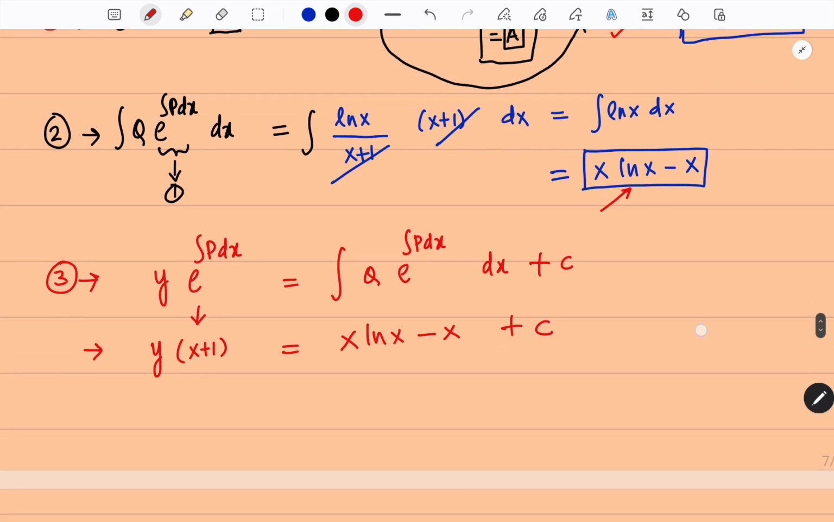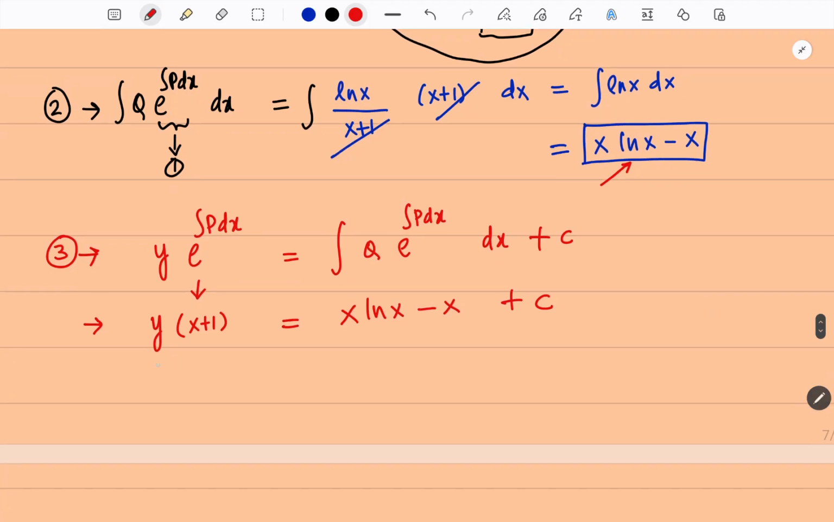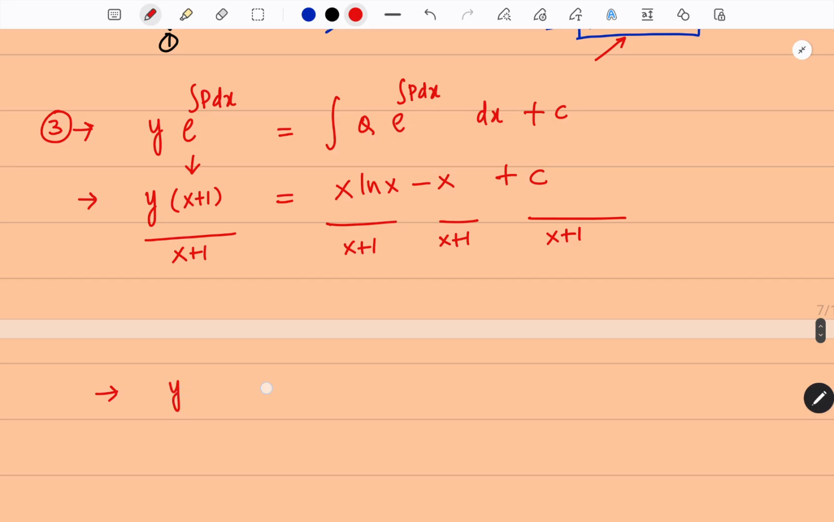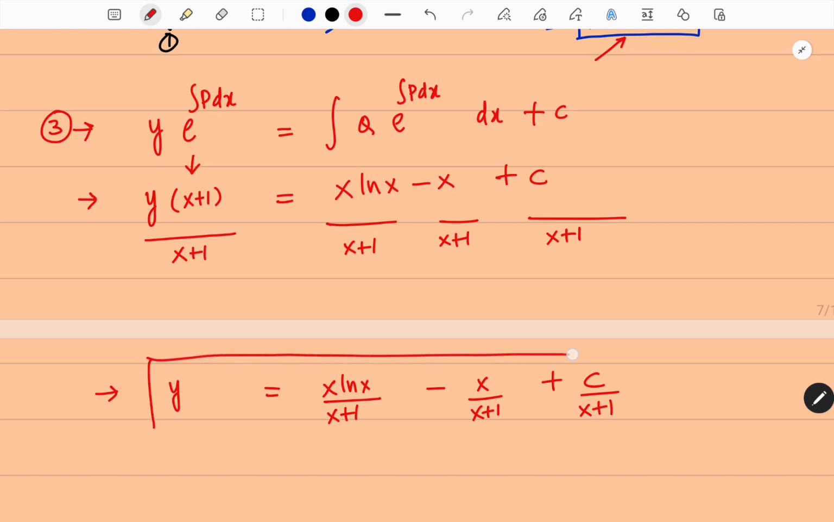I told you, you have to give the answer as y is equal to. So what I'm going to do is divide by x plus 1. So y equals x ln x over x plus 1 minus x divided by x plus 1, plus c divided by x plus 1. This is your final answer before finding c, the general solution.